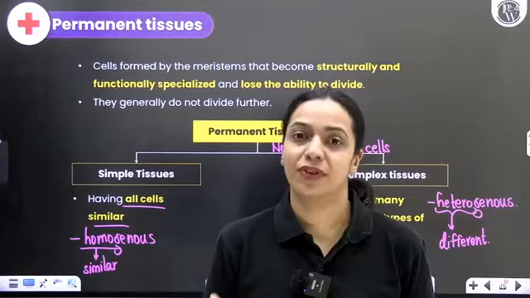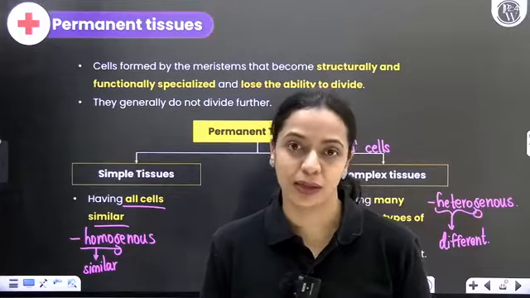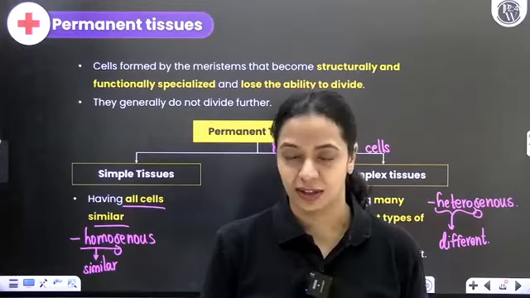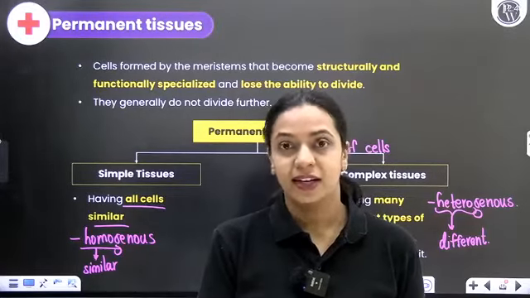One type of tissue will decide that it has to store food. That tissue will modify accordingly. So it will become spherical and large in size by accumulating more food. One type of tissue will decide it has to perform photosynthesis for the plant. So over there, it will modify accordingly. One will decide that it has to conduct water.